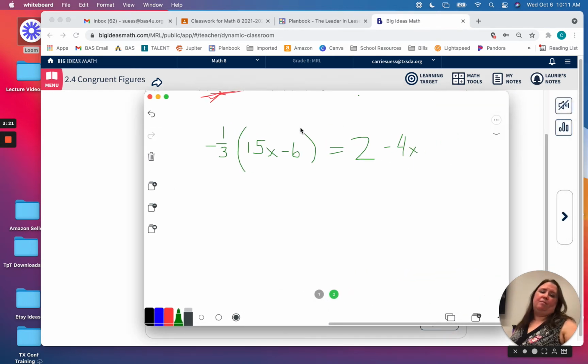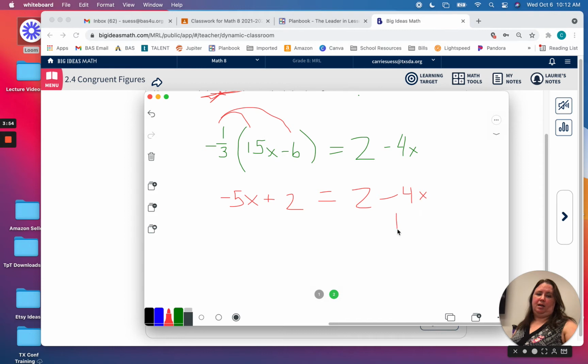Okay, so, again, what are we going to do here first? Distribute. Okay, so I'm going to distribute this negative 1/3 here and here. What is 1/3 of 15? 5. Negative 5. Very good. What is 1/3 of negative 6? Positive, because this is a negative and a negative. 6 divided by 3 is 2. Yeah, because a negative times a negative is a positive. Okay, 2 minus 4x.